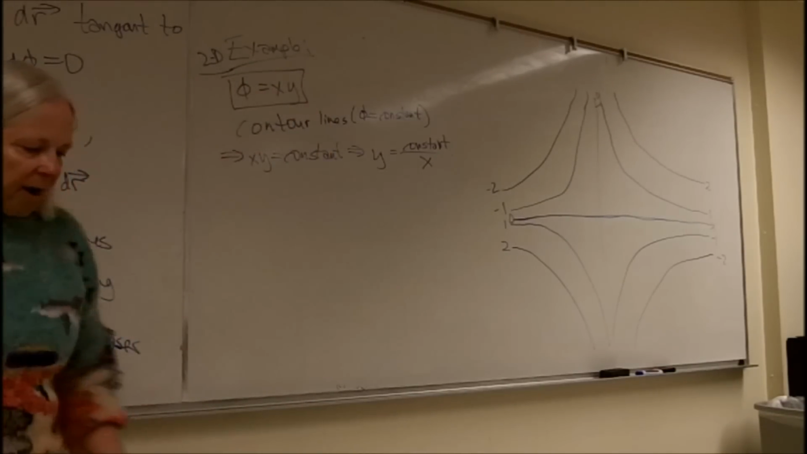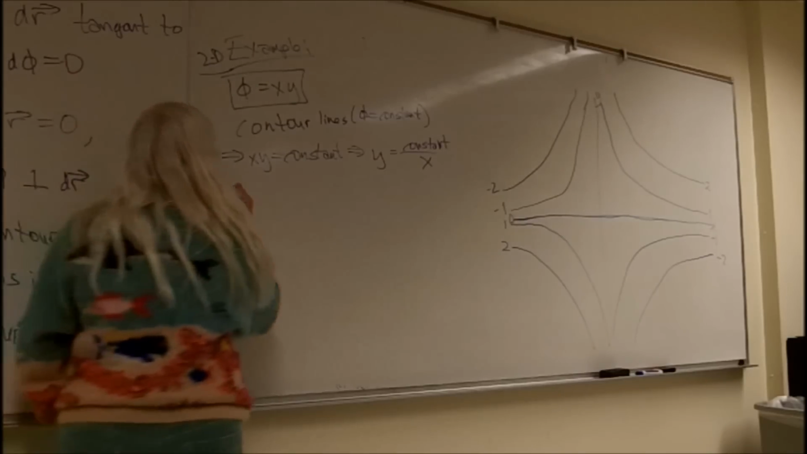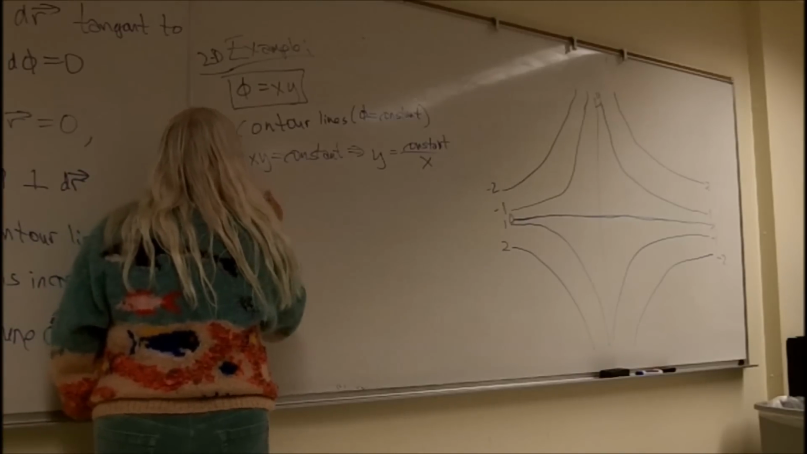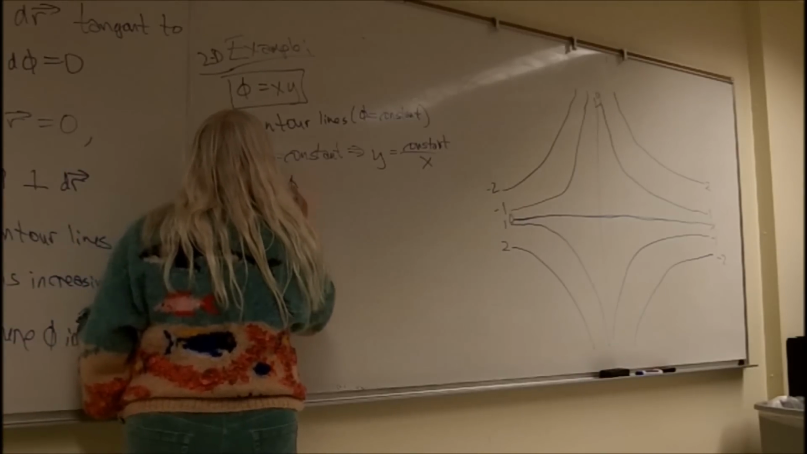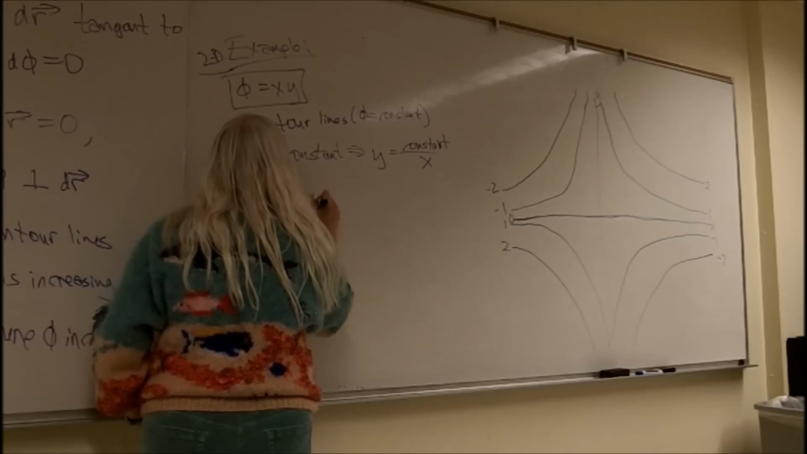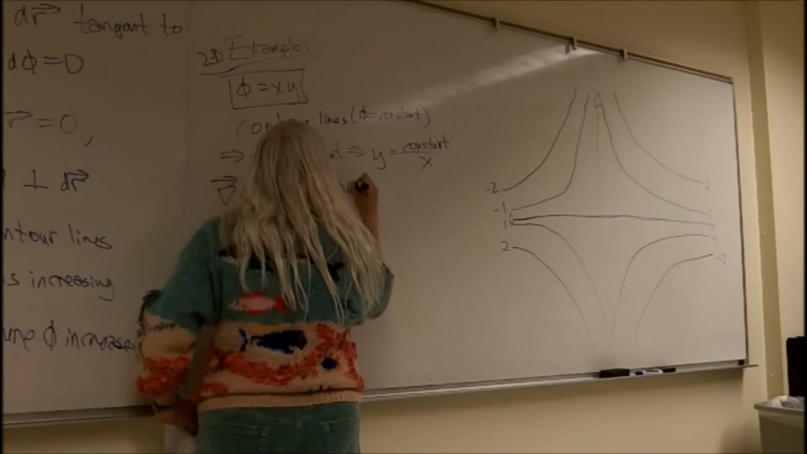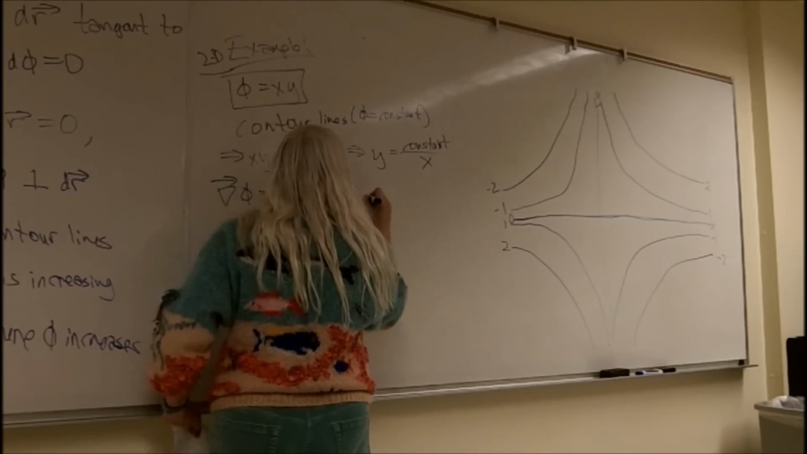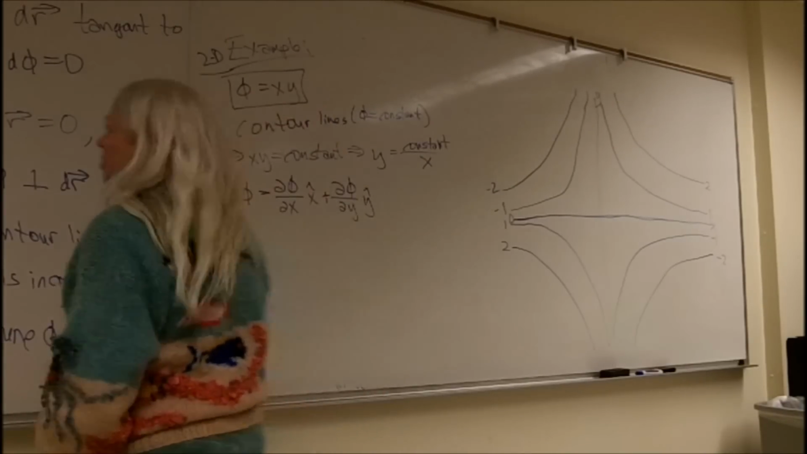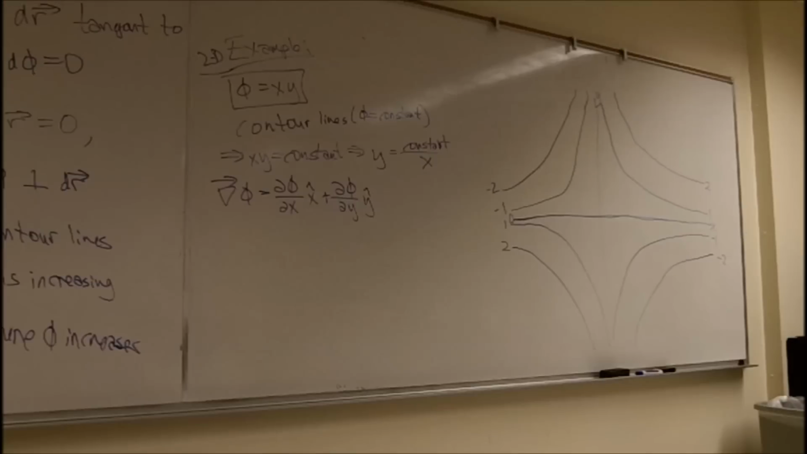Let's calculate the gradient of this function. The gradient of phi is the partial derivative of phi with respect to x times x hat, plus the partial of phi with respect to y times y hat. Of course, this is only a two-dimensional example, so I just leave off that third term. Phi doesn't depend on z, or in other words, that third term, where's my definition over here? This third term is 0.